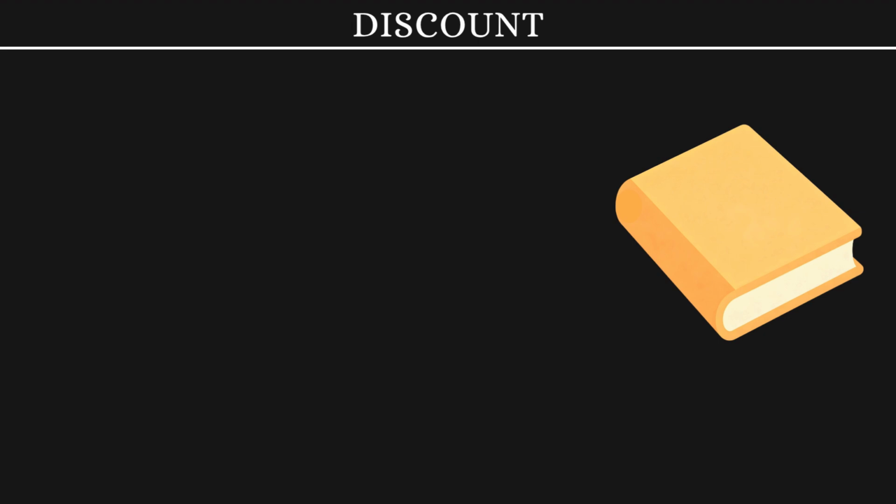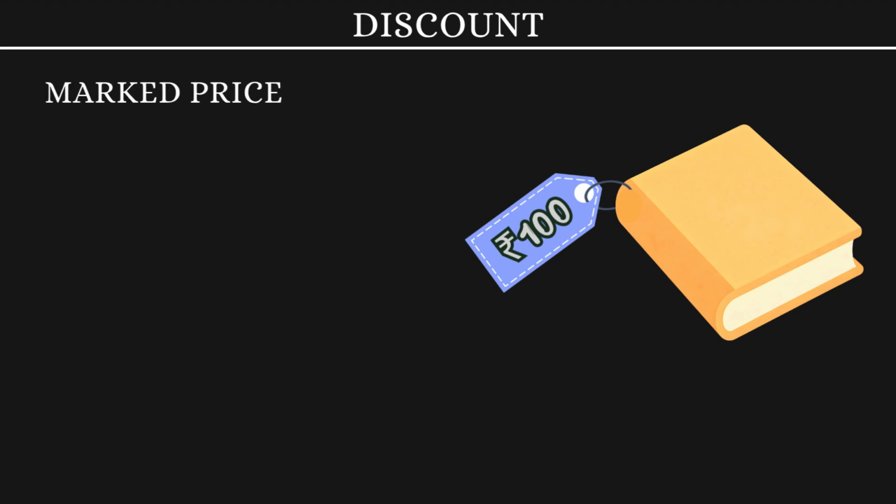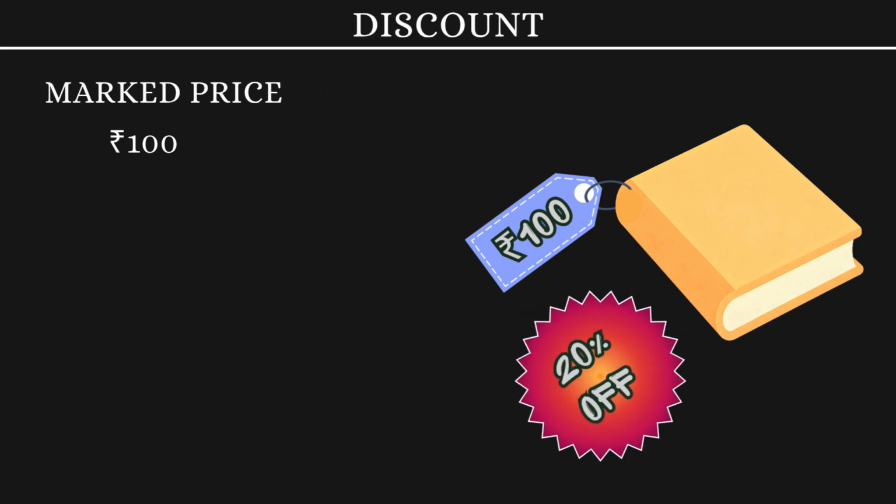So you go to the shop and check the price of the book. The price tag says 100 rupees. This is the marked price of the book. So the next day you are ready to purchase the book for 100 rupees. And when you come with this amount, you find that there is a 20% discount on the book.